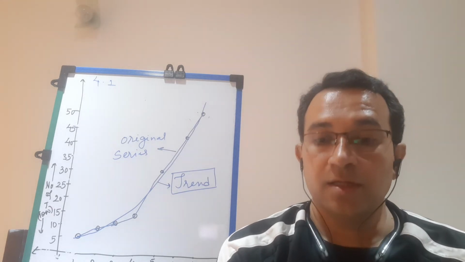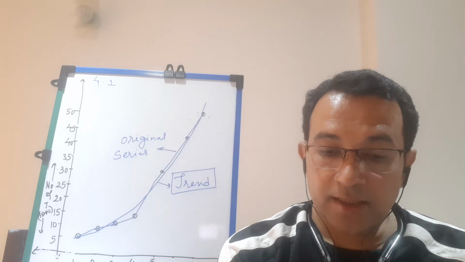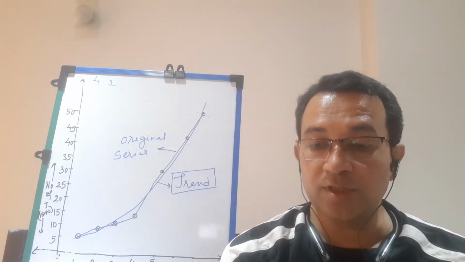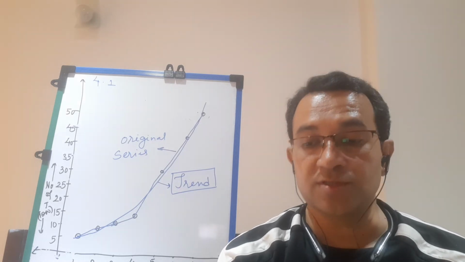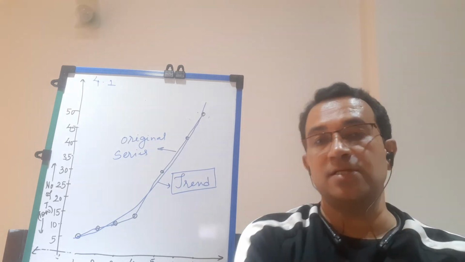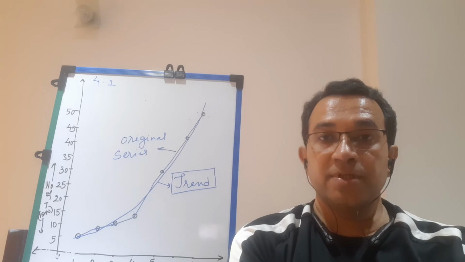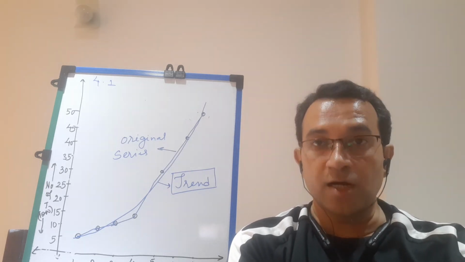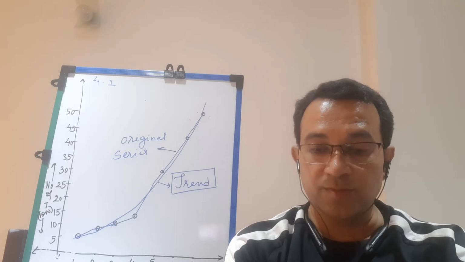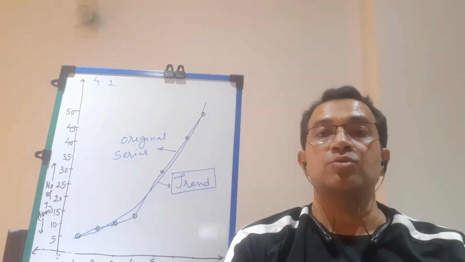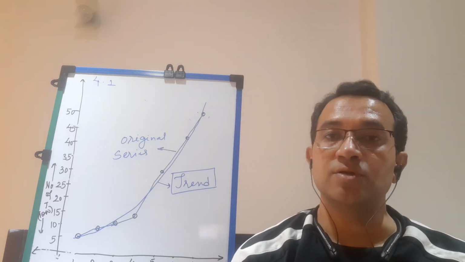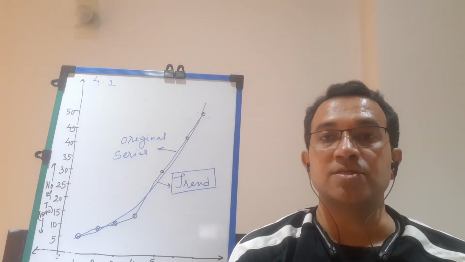Clear students? Now title, what is the title? Time series graph of number of tourists in 1000 visiting a certain tourist place from the year 2010 to 2016. I repeat the title: time series graph of number of tourists in 1000 visiting a tourist place from the year 2010 to 2016. That's all students. Box the title, box the scale.